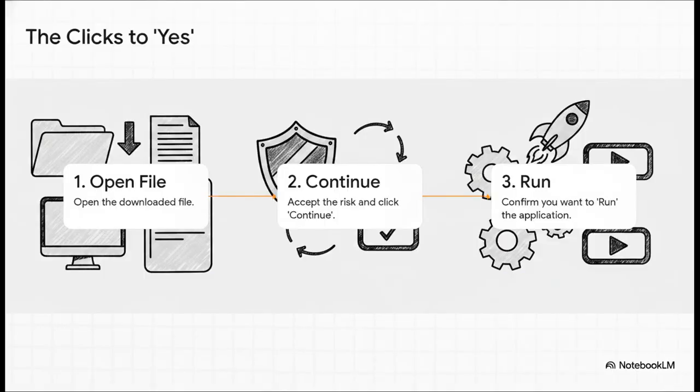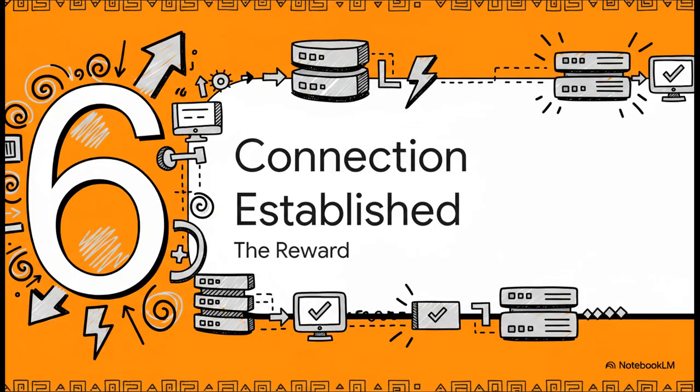So just to recap that gauntlet, it's pretty simple when you break it down. First, you open the file you just downloaded. Second, you accept the signature risk and hit Continue. And third, you give it that one last confirmation to run the app. 3 clicks and you're in. And after all those steps, after navigating all those security warnings, we get our reward. The connection is finally made.